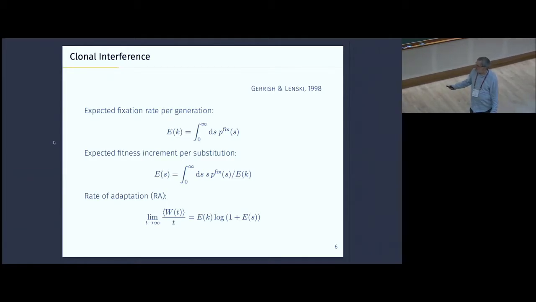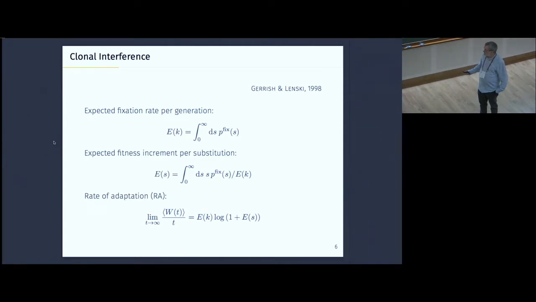So as a function of the number of generations, divided by the number of generations, this is a measure of the rate of adaptation. It's called the rate of adaptation, RA. If you see this RA in the papers, this is what we are computing here, and it will be given by this expression here, which is very easy to understand.